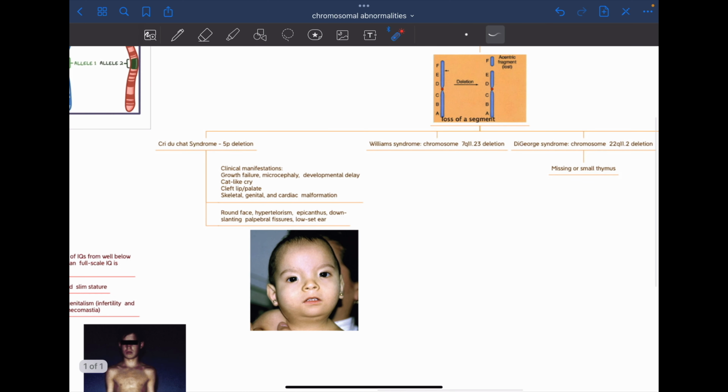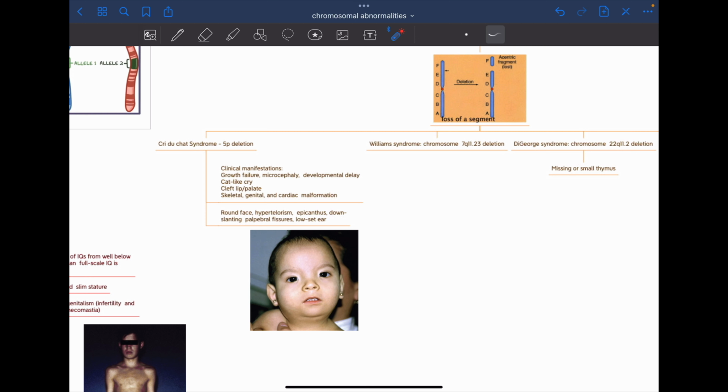So the main syndrome we'll talk about is Cri-du-chat syndrome or the cat-like cry syndrome, where we have a deletion in chromosome 5, or going back a bit, a chromosome has a P arm and a Q arm. P arm is the short arm and Q arm is the long arm. When it comes to this syndrome, the deletion occurs in chromosome 5, the P arm or the short arm. Usually there are growth failures, developmental delays. Again, the most distinguishable feature of it, as the name suggests, is a cat-like cry.